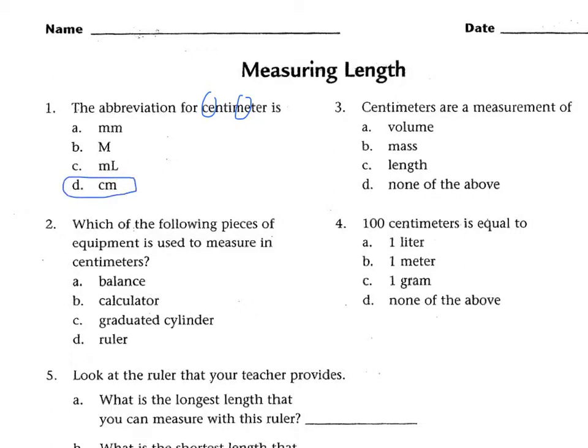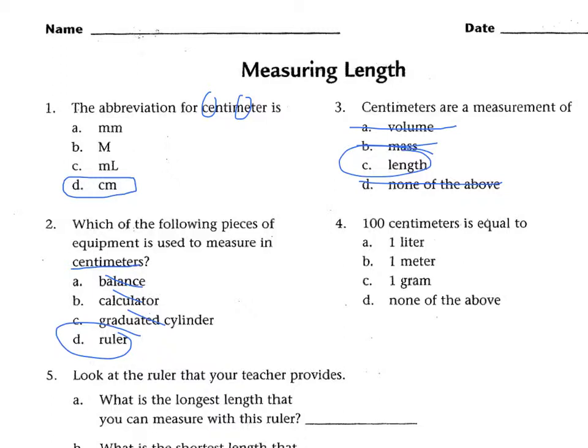For question 2, which of the following pieces of equipment is used to measure in centimeters? Centimeters is a measure of length, so we don't use a balance, a calculator, or a graduated cylinder for that. We use a ruler. Centimeters, like we said, are a measurement of length. Use a ruler to measure them. Volume is how much space something takes up. Mass is how much matter something contains, and we use a balance. D is not correct. C is the correct answer there.